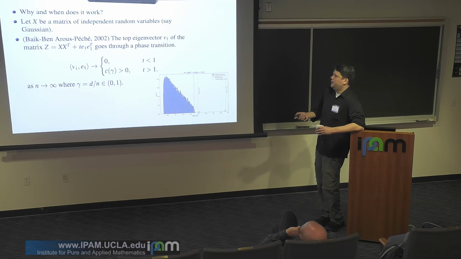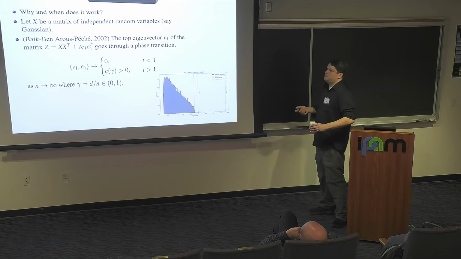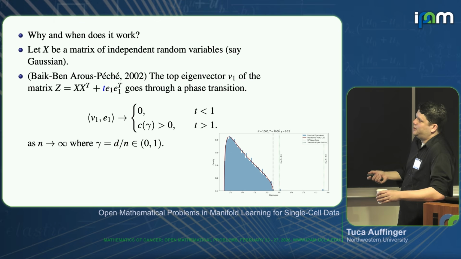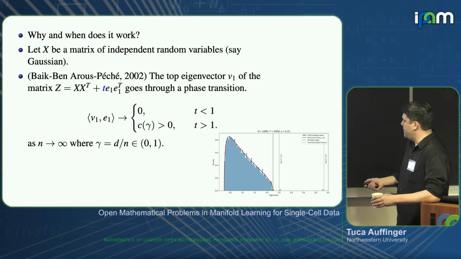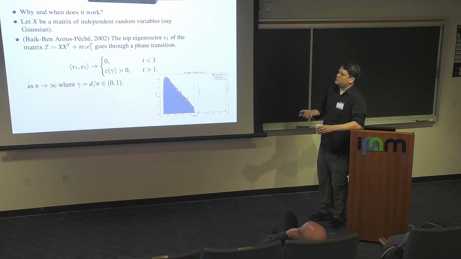PCA, and we've seen this, if you take, for instance, your data set to be just noise, so I'm taking my X to be just independent identically distributed random variables, I multiply by its transpose, but then I add a signal, and the signal is of low rank. Here it's rank 1. If you're dealing with a data set whose signal is low rank, PCA does really well. It captures the signal, and this is a theorem that goes back to BBP.